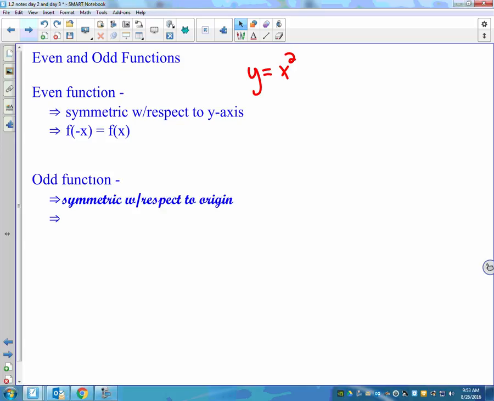Look at that fancy font. That's okay. It's just your notes.